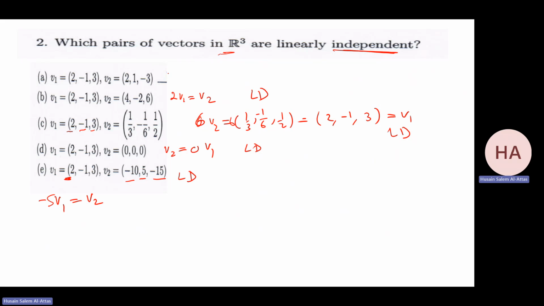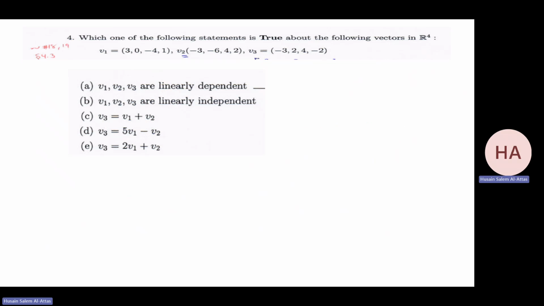So they're linearly dependent. This one you cannot. So they're linearly independent. You cannot find the constant times the first equal the second, or the other way.